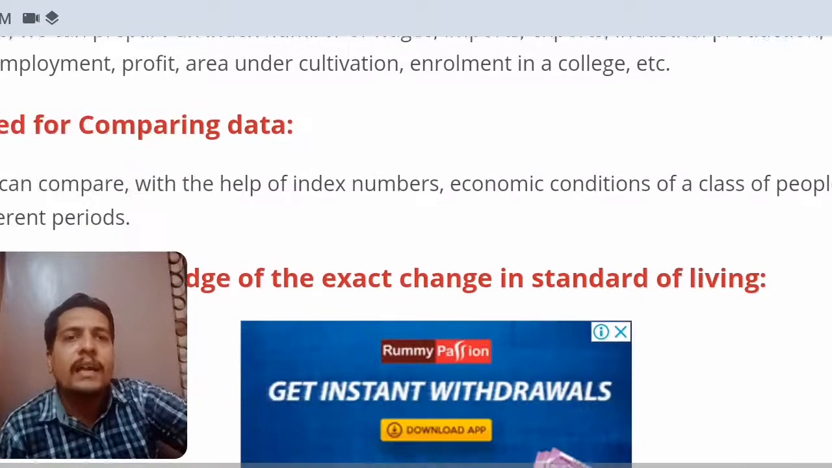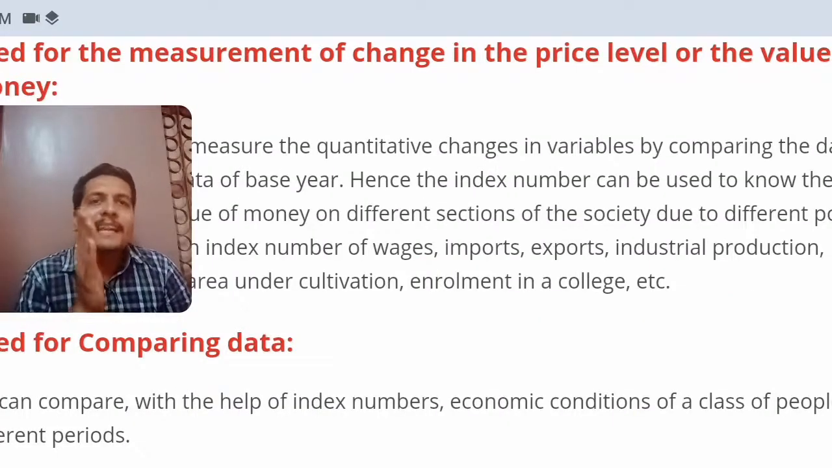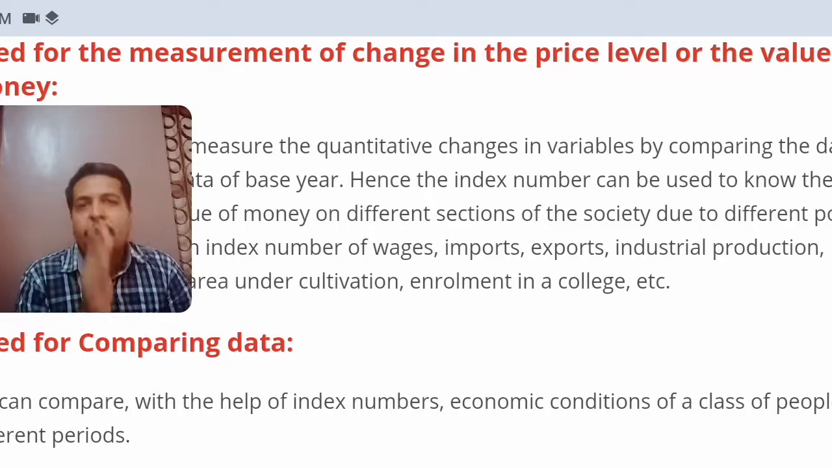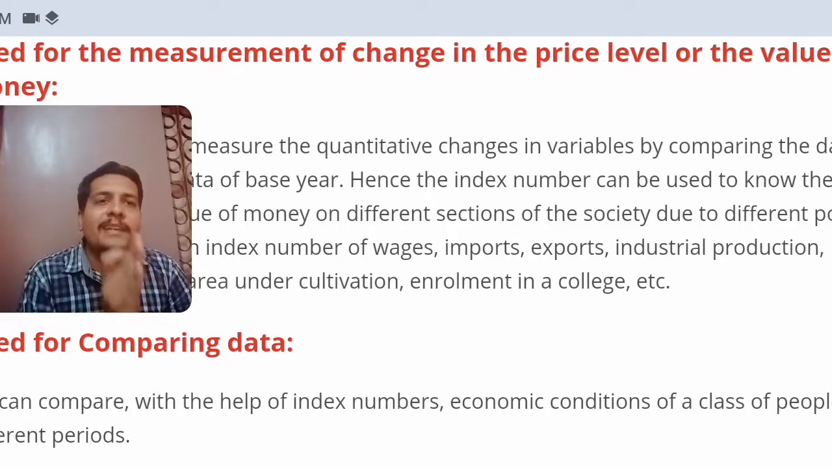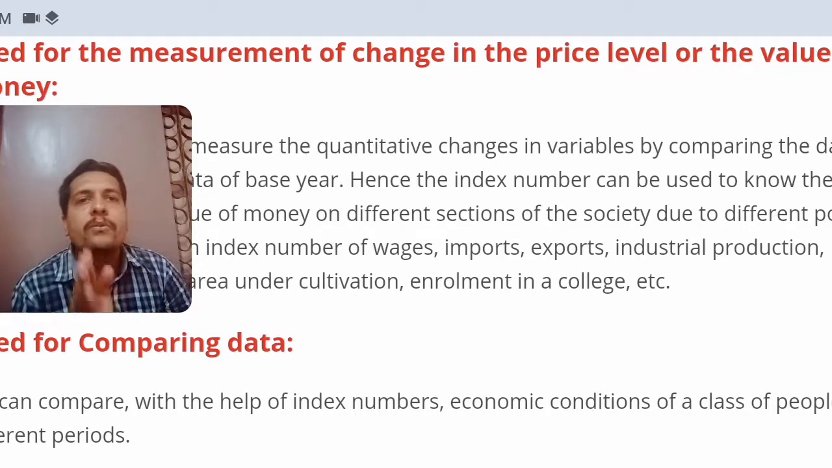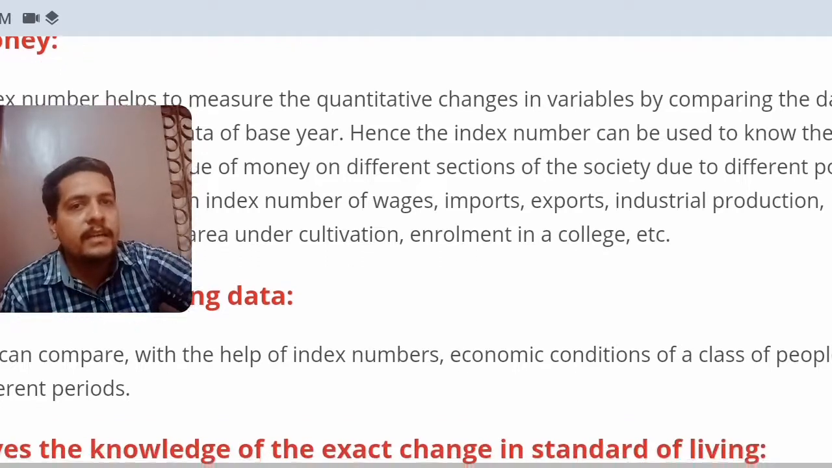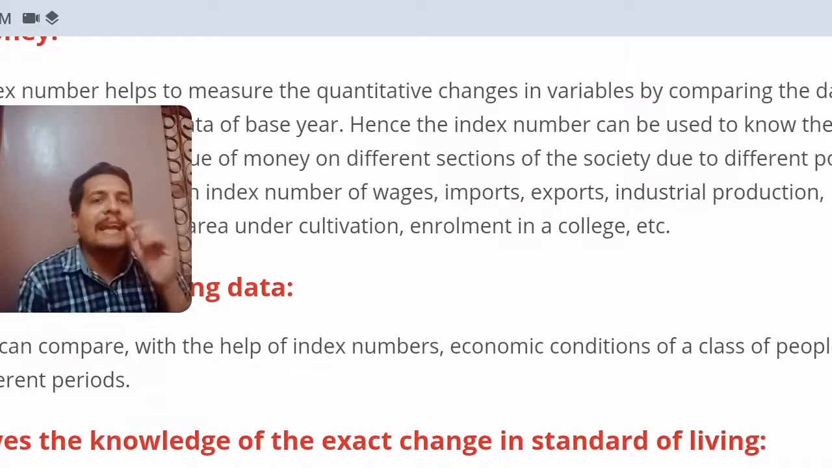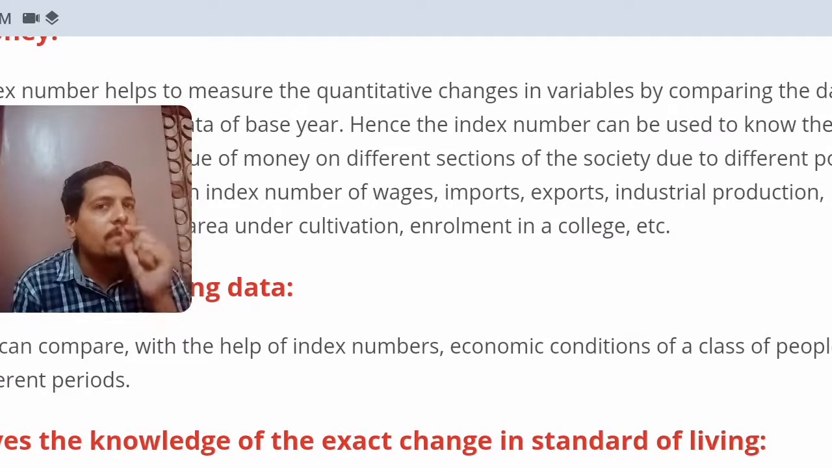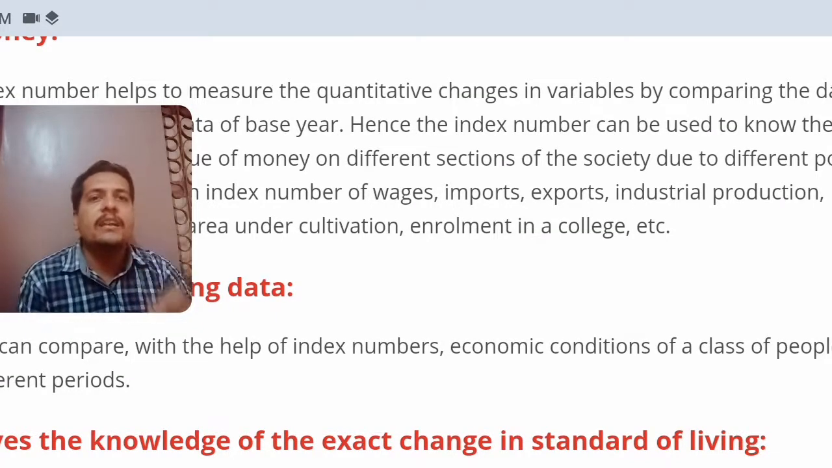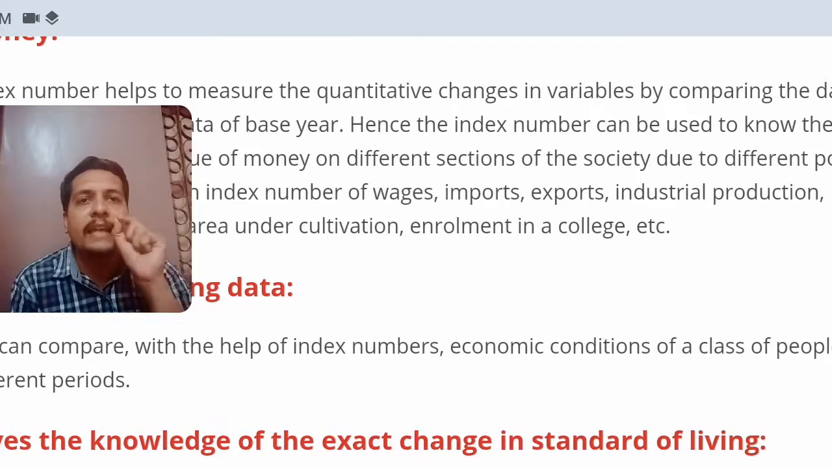After that, the second advantage of index number is that it is used for comparing data. We can compare, with the help of index number, the economic condition of a class of people at two different time periods. This is very important. After that, it gives knowledge of the exact change in standard of living. Change in standard of living is measured by the index number.